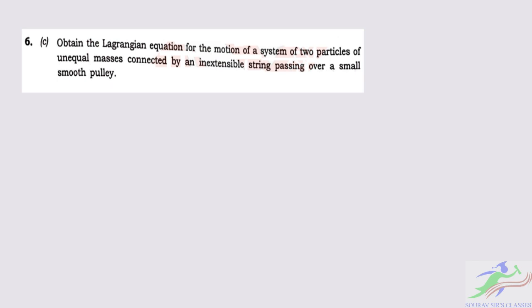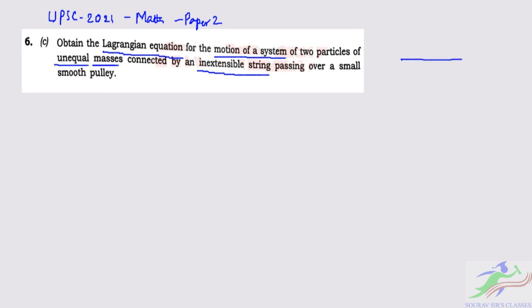So here in this video you can see that we are solving the UPSC 2021 maths optional paper, and we have this Paper 2. So this is question number 6C. It is given: obtain the Lagrangian equation for the motion of a system of two particles of unequal masses connected by an inextensible string passing over a small smooth pulley. So we have the figure over here.